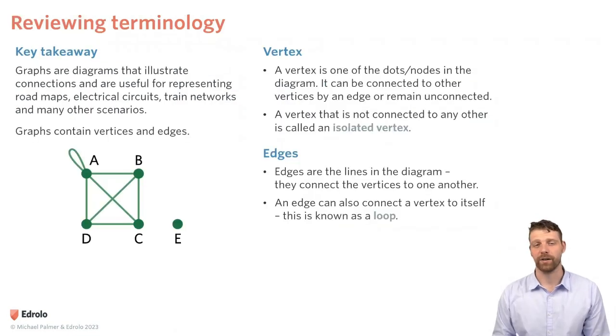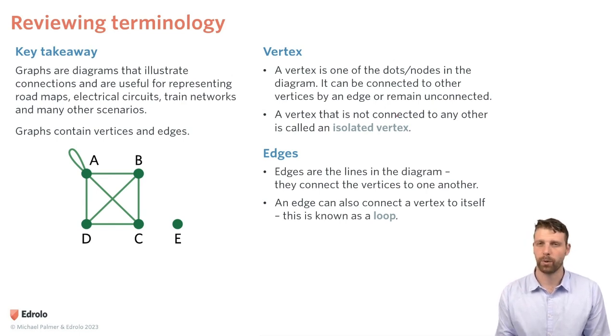Let's review some terminology. Graphs are diagrams that illustrate connections. They're useful for modeling road maps, electrical networks, and so on. They contain vertices and edges. Vertices are colored in dots, or sometimes we call them nodes, and the edges are the lines that connect them.